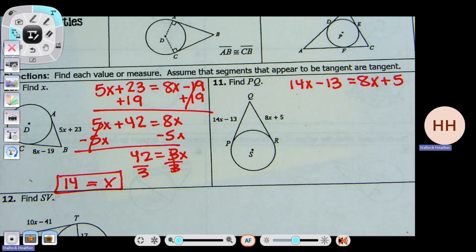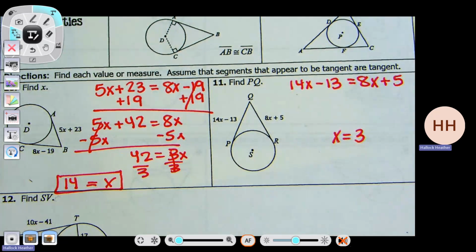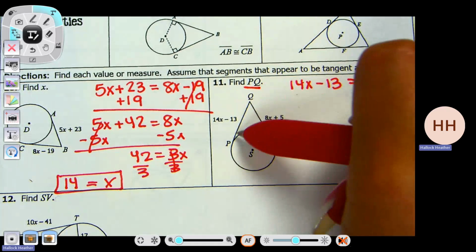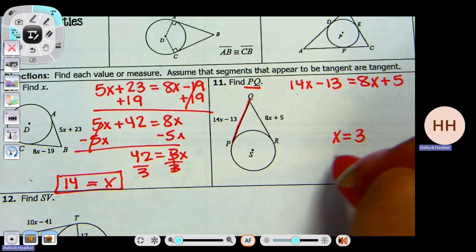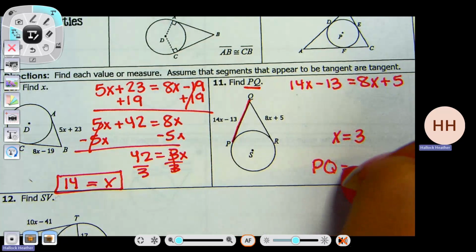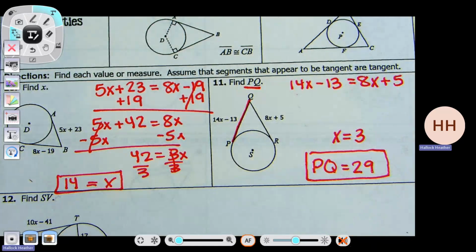Okay, so for 11, what do you get for x? 3, and then you plug it in to find PQ. So if you do 14 times 3 minus 20 minus 13, what's PQ? 29. Those are not too bad.